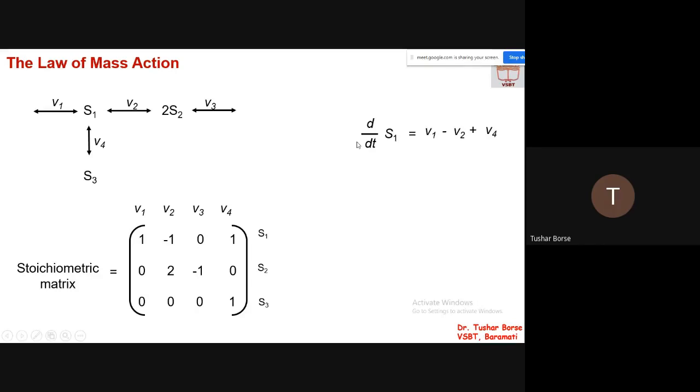From this you can calculate the d by dt for S1, which is V1 minus V2 plus V4. So from V1 it is formed, its conversion into S2 is happening, which means it is being utilized. So minus V2 plus V4, because it is also converted into S3. So V2 plus V4, which is negative, it could be minus. The same thing for d by dt for S2. What will that be? 2V2 plus V3. Then for d by dt for S3, it is V4. Right? So this is how you can represent your reaction pathway in which you are interested in the form of a matrix.